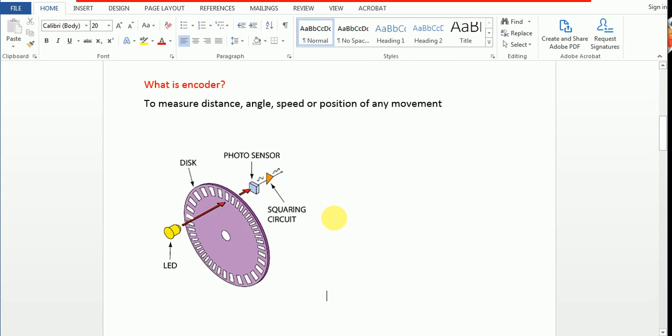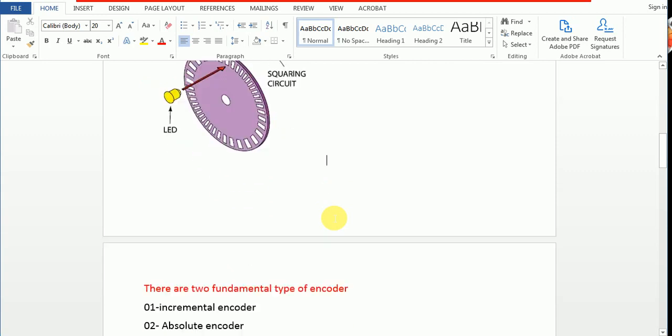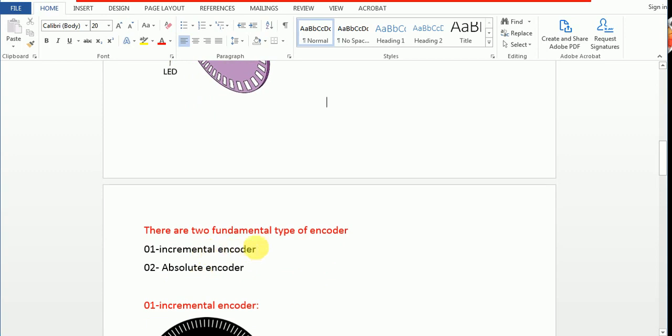Now let's come to the fundamental types of encoder. There are two fundamental types of encoder. Actually there are many types of encoder, like magnetic encoders, rotary encoders, linear encoders, but mostly there are two fundamental types: one is the incremental encoder and the second is the absolute encoder.